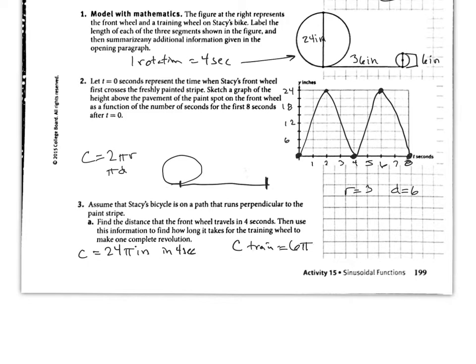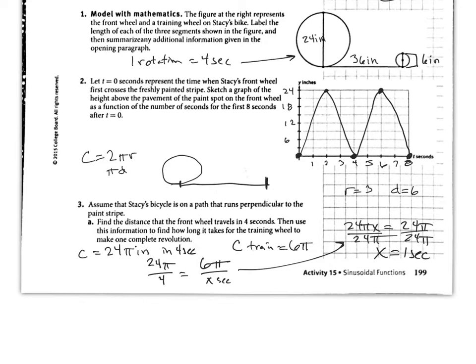So we know that 24 pi takes 4 seconds. So the training wheel will take how many seconds? I did circumference over time. If we cross multiply, we get 24 pi x equals 24 pi. And we divide by 24 pi because we're solving for x. We get x equals 1 second. So small wheel, 1 second.